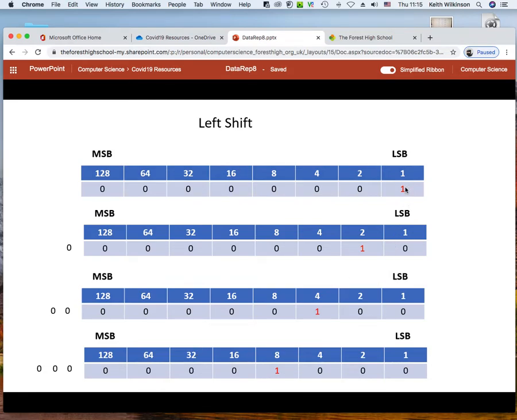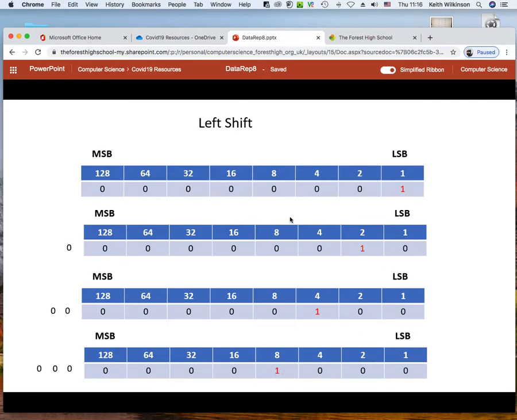Left shifting. So let's see what's happened mathematically. We started off with 1. That was the binary number. That's the denary equivalent of that binary number 1. So I multiplied it by 2. So 1 times 2 is 2. And then I multiplied that number by shifting left again by 2. 2 times 2 is 4. Multiplied by 2. 2 times 4 is 8.